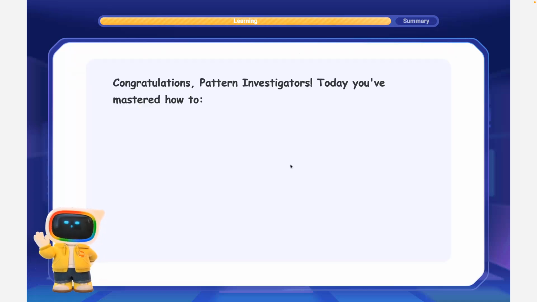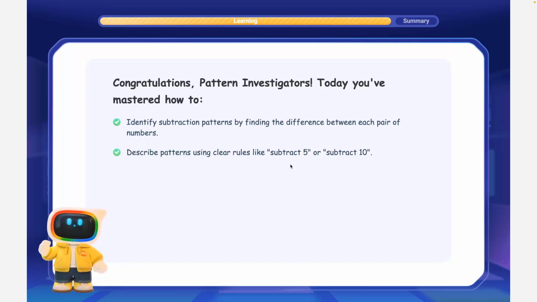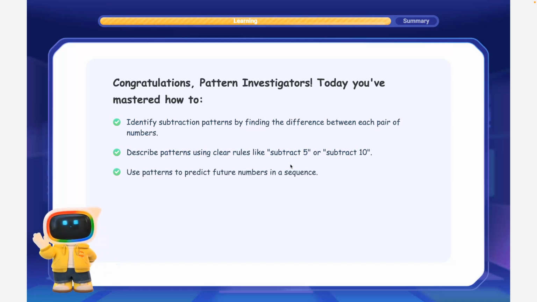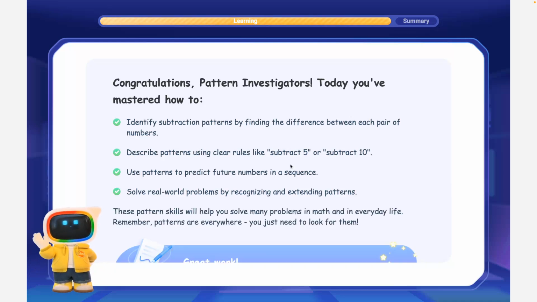Congratulations, pattern investigators! Today you've mastered how to identify subtraction patterns by finding the difference between each pair of numbers. Describe patterns using clear rules like subtract 5 or subtract 10. Use patterns to predict future numbers in a sequence. Solve real-world problems by recognizing and extending patterns. These pattern skills will help you solve many problems in math and in everyday life. Remember, patterns are everywhere. You just need to look for them.